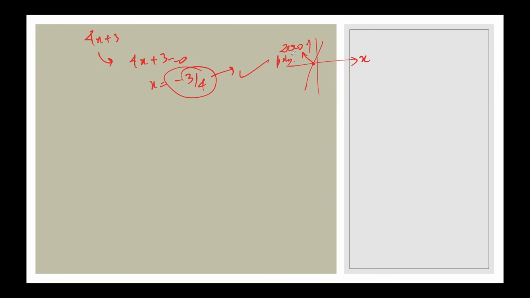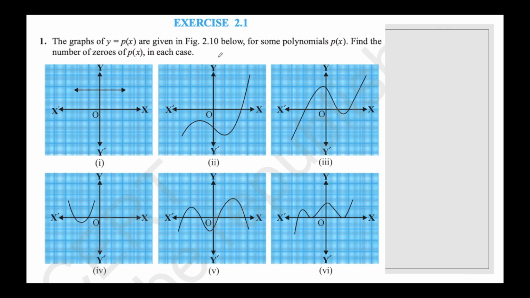So now let's jump to the exercise number 1, that is exercise 2.1. So this is the exercise number 2.1. What this question is saying is the graph of y equals p(x). Alright, don't be confused about what this is. This is the polynomial, the way of writing the polynomial. For example, I just gave you 4x plus 3.